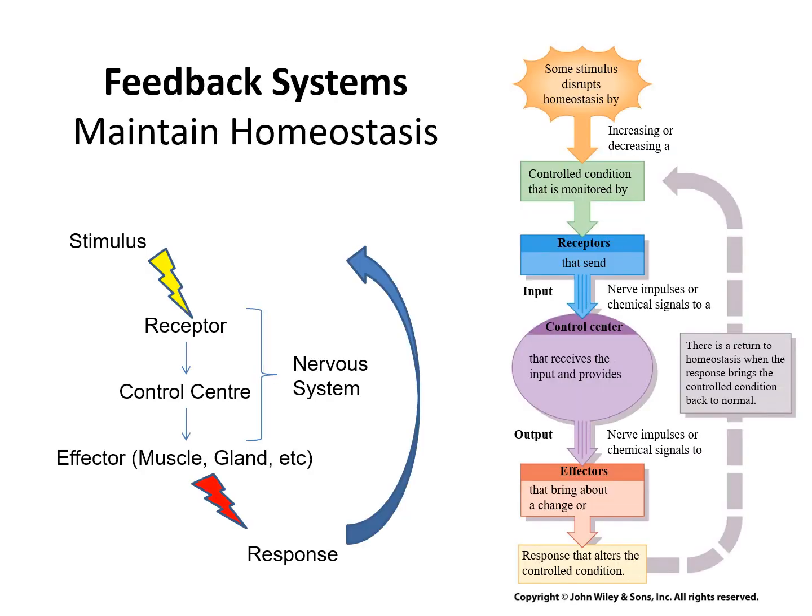Homeostasis is maintained by feedback systems. What I mean by feedback is, let's say there's a change that disrupts the normal balance. There's going to be a response that brings it back towards normalcy. That is feedback. So imagine that, let's say we're talking about the stomach.